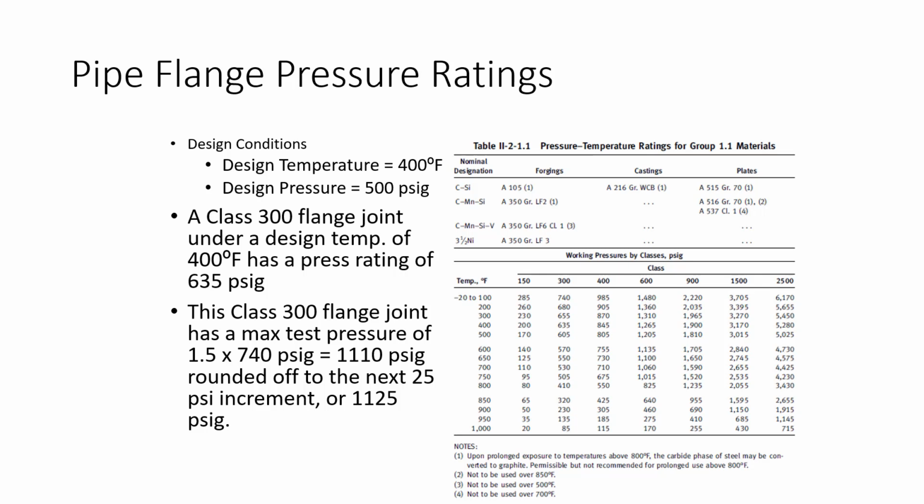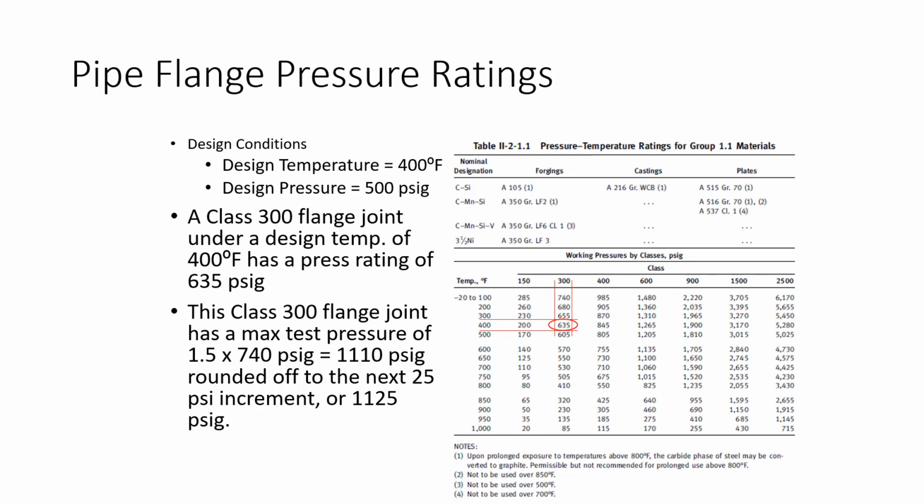The first thing we do is run down the temperature column on the left until we come to 400 degrees F. Moving left to right along the 400 degrees F row, we look for the first value that exceeds the 500 psig design pressure. In this case, it would be the 635 psig in the class 300 column. So we now know that we will need a class 300 flange to meet the design conditions of our process.